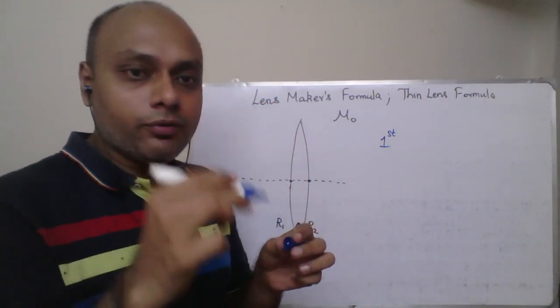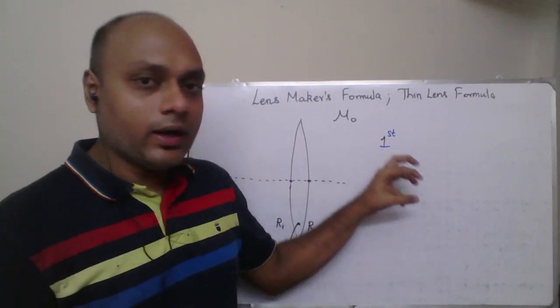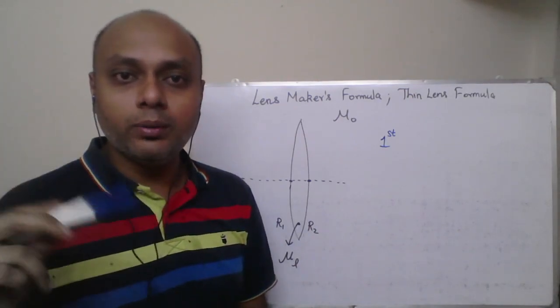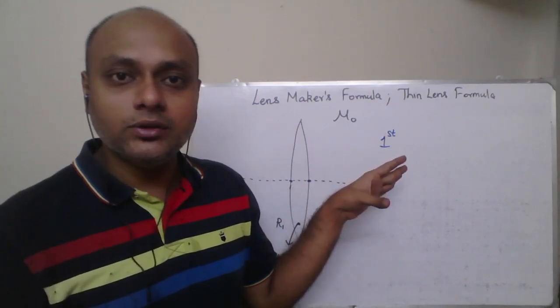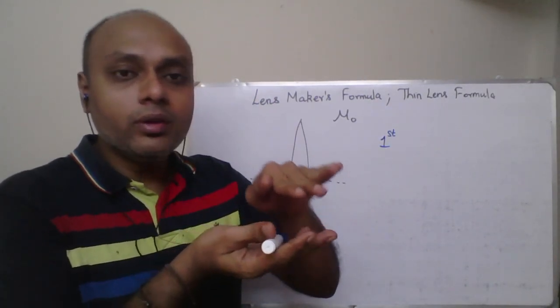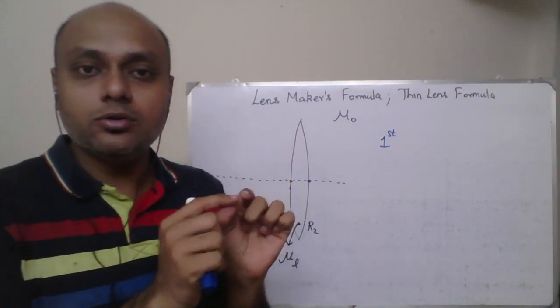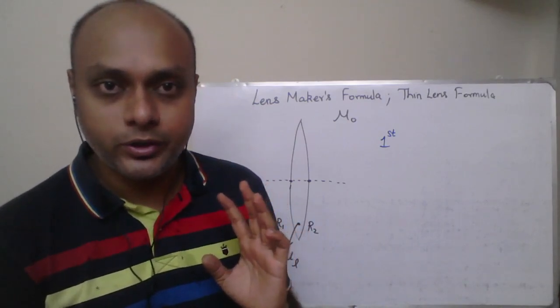Once I finally get the formula, in that we will apply the sign convention. So I am not going to directly use the sign convention when I write mu2 by v minus mu1 by u equal to mu2 minus mu1 by r. I am not going to substitute the sign convention in that, but I will do the refraction twice, without putting the sign. So finally we will take care of how the sign is to be substituted.